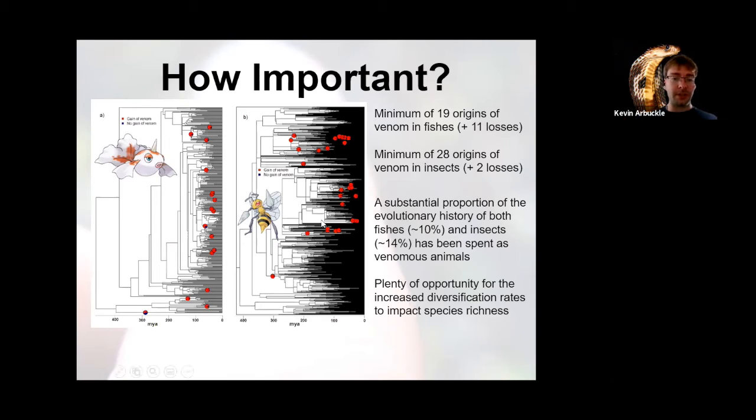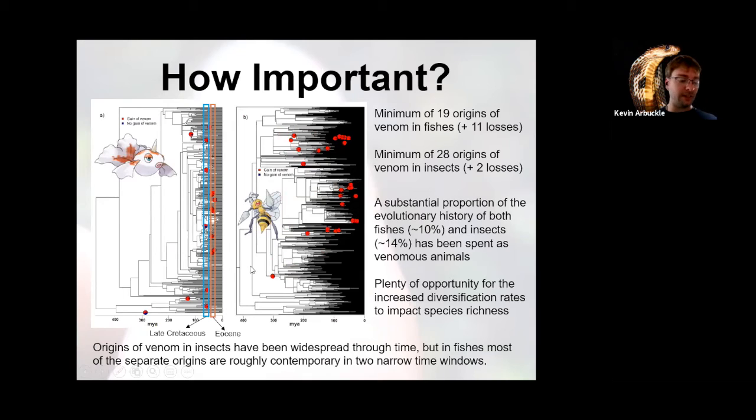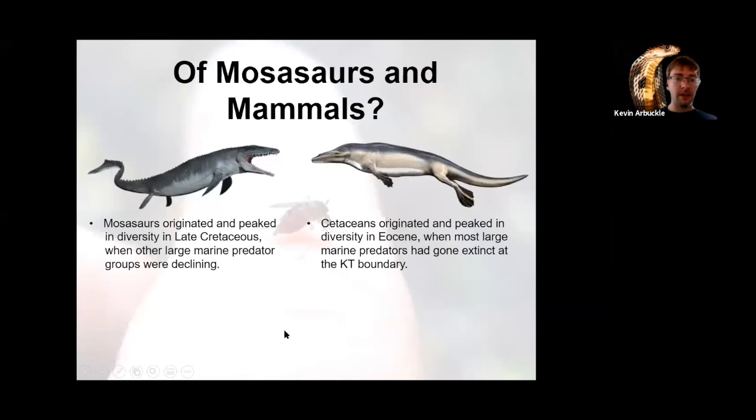What's sort of interesting looking at the patterns of origins across here is that insects are basically, venom has evolved at most time points pretty much throughout their history. However, in fishes, you tend to find that the vast majority of those origins are separated into 2 fairly narrow time windows, which correspond to the late Cretaceous and the Eocene periods. Okay? Now, what happened in those periods?